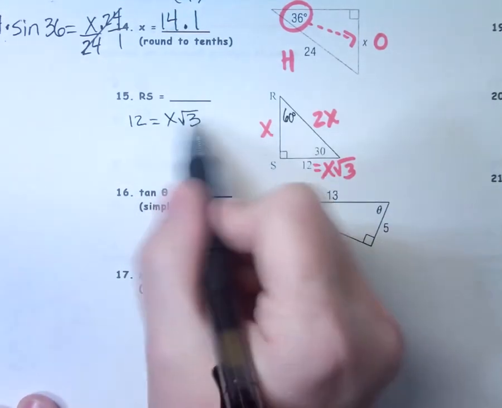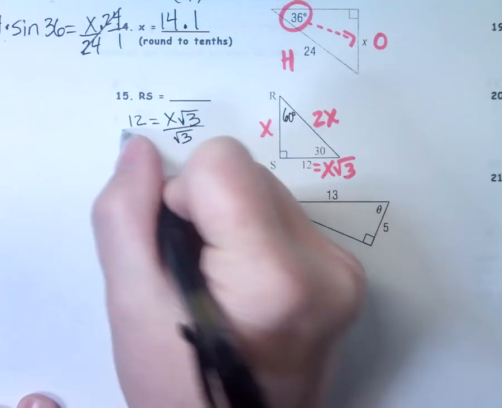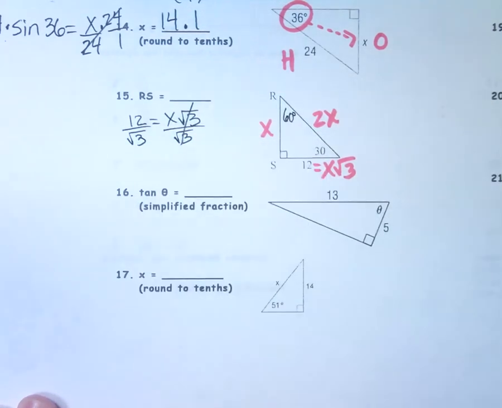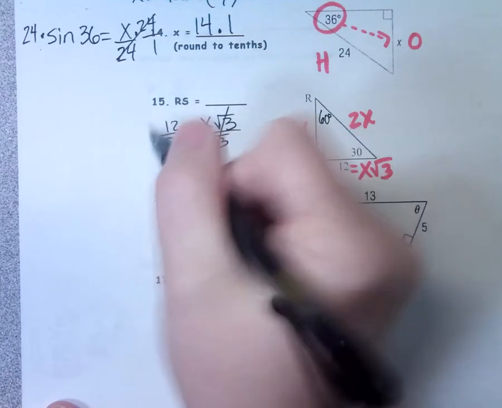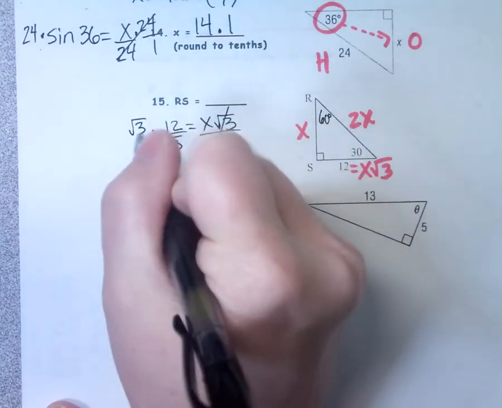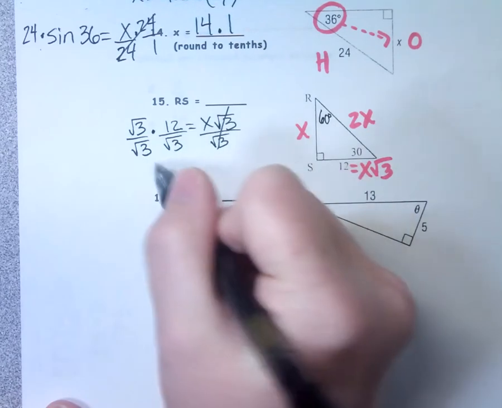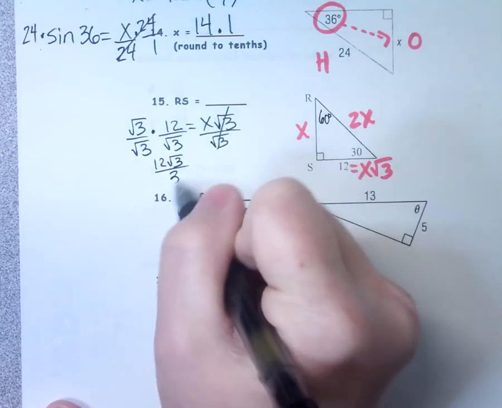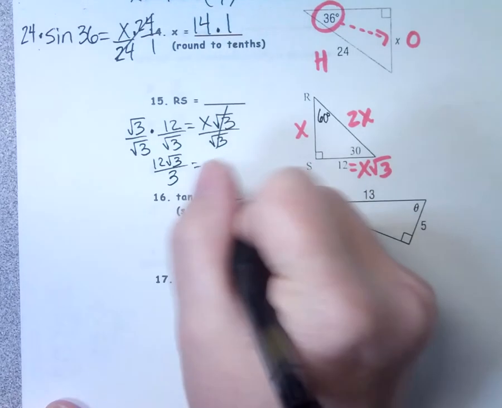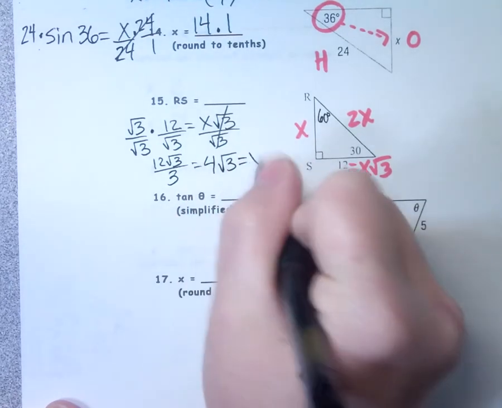I undo my multiplication by dividing. So I divide both sides by the square root of 3. I can't leave it like that, so I'm going to rationalize the denominator. I'm going to FFU, fancy form of 1. When I go straight across, that makes 12 square root of 3 over 3. And then I can reduce that to 4 square root of 3. And that's what x is.